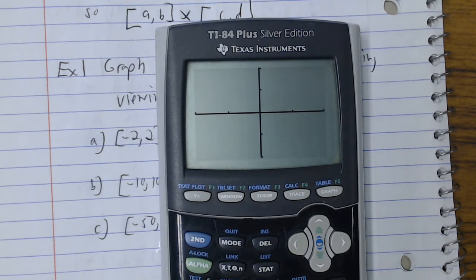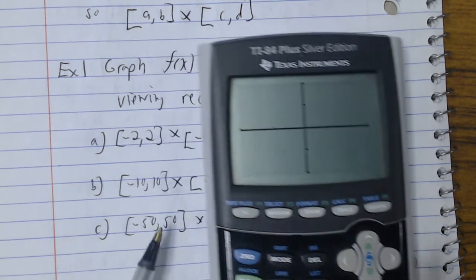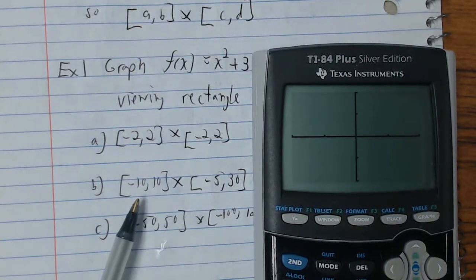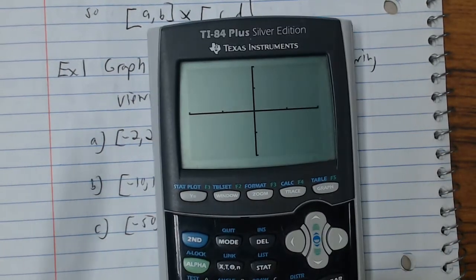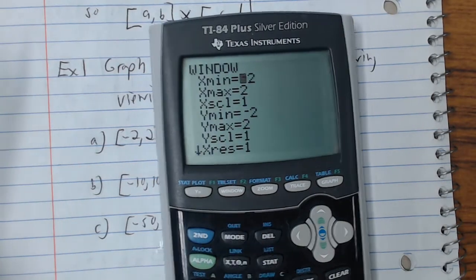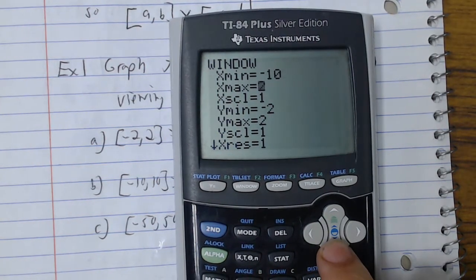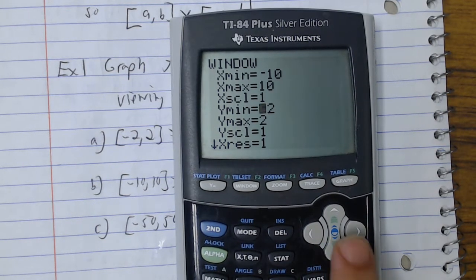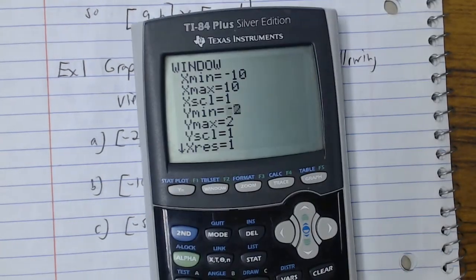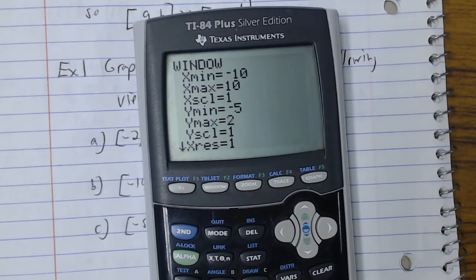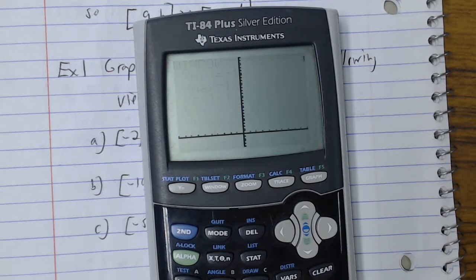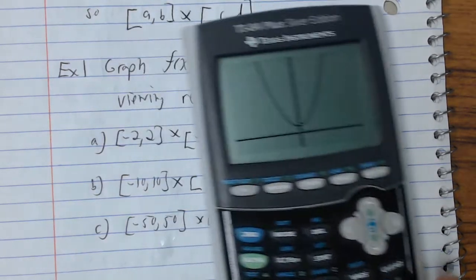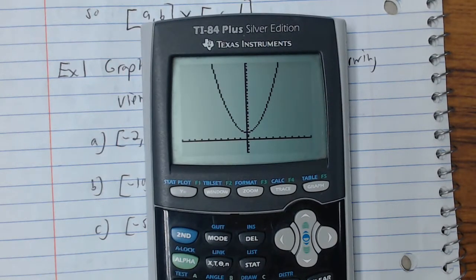So now let's do part B. Let's go back and change the viewing window from -10 to 10 and from -5 to 30. So if I go back to window, my x minimum will be -10, my x maximum will be 10, and then my y minimum will be -5, and y max will be 30. Okay, so if we graph this now, you're going to capture the graph, which we expected.